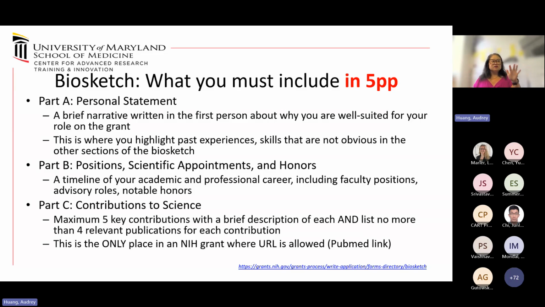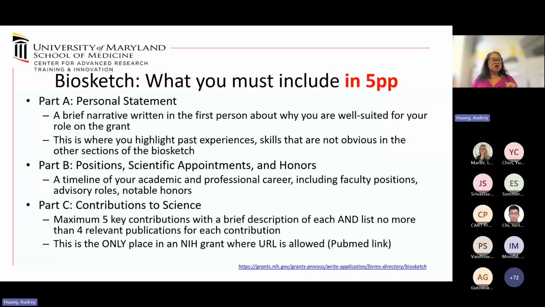Part B is positions, appointments, and honors. This is kind of a timeline of your career, your positions, and any honors and notable advisory roles that relate to, especially for a research BioSketch, you want to have research awards and commendations. For a teaching, training grant BioSketch, if you're going to be part of that training grant, you want to have teaching awards and commendations. You shouldn't mix them up. They shouldn't overlap. You should not be using the same BioSketch for every grant you apply to. It just doesn't work that way.